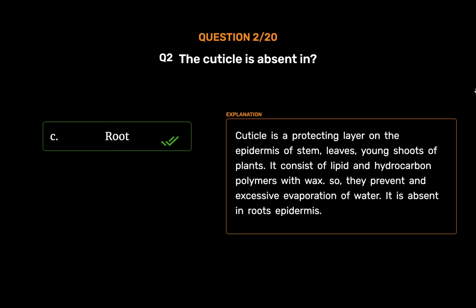Root. Cuticle is a protecting layer on the epidermis of stem, leaves, young shoots of plants. It consists of lipid and hydrocarbon polymers with wax. So, they prevent an excessive evaporation of water. It is absent in roots epidermis.